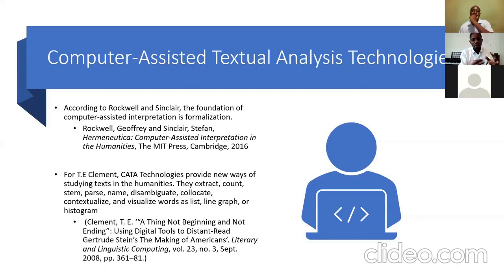Computer can help us. And how will a computer help us? We should have it at the back of our mind that it's not the same thing as entrusting it to the hand of the computer. It can help us formalize our research in forms of visual representation. It can give us a quantitative way, able to count this out. And as T.E. Clement explained, most of those computer-assisted textual analysis technologies that we have help us to extract, count, stem, parse, disambiguate, collocate, and contextualize.